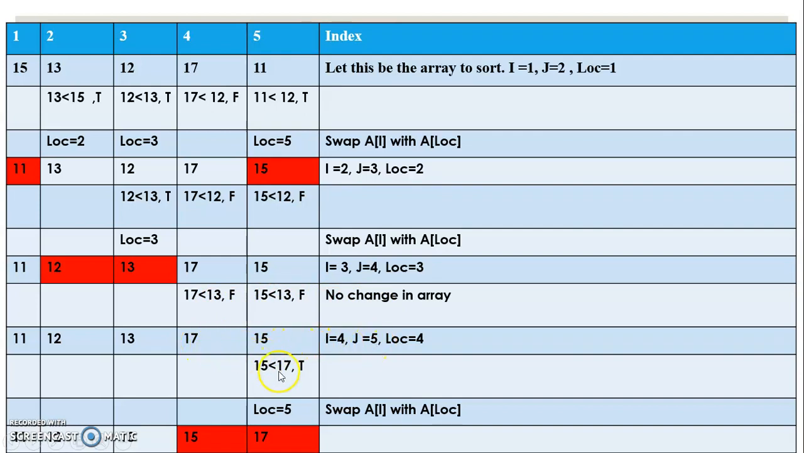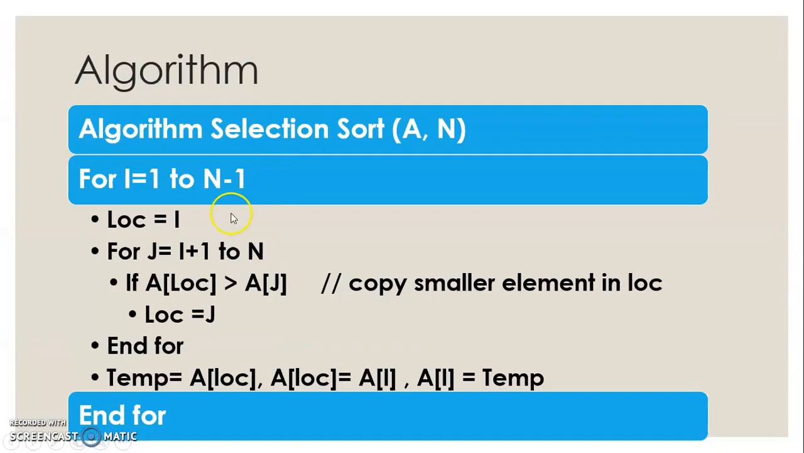Now 17 is compared with 15. Now 15 is smaller, so LOC, which was 4, is updated to 5, and then ith element is swapped with LOC element, and we get 15 and 17, and our array is sorted. So again we come back to the algorithm.